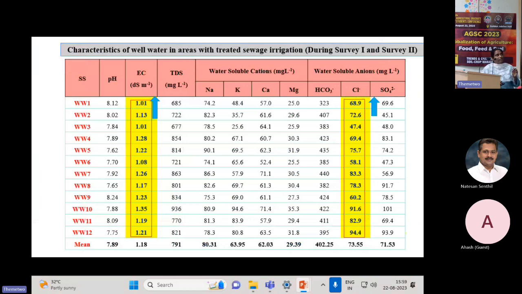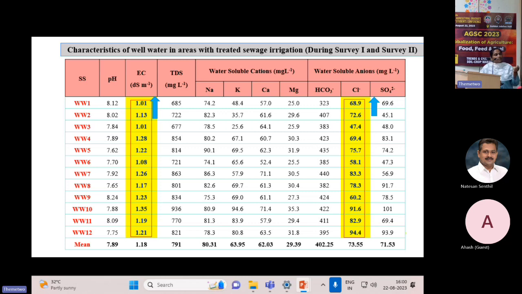And coming to the objective, I have chosen two types of studies. One is the soil and water contaminated areas with treated sewage irrigation, and another is without treated sewage irrigation. Based on that, my quality is analyzed, and after that the crops are recommended based on the suitable areas. The first one is the sites focused on treated sewage irrigation during survey 1 and survey 2. It was carried out in the years 2019 and 20.